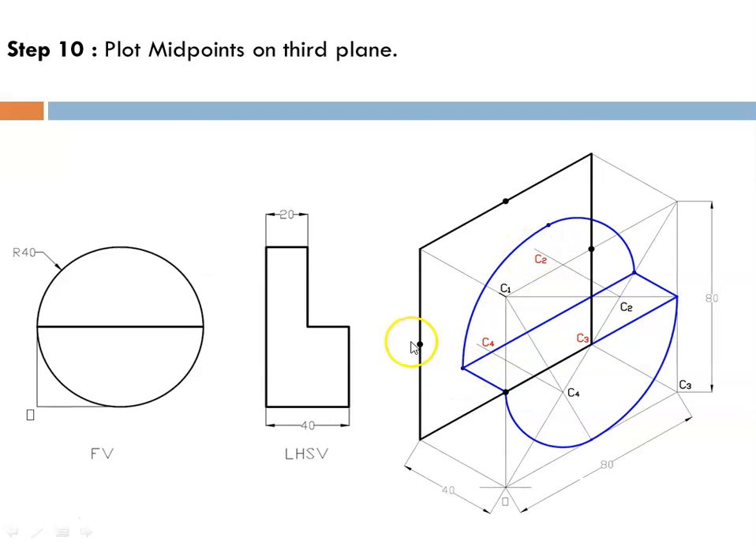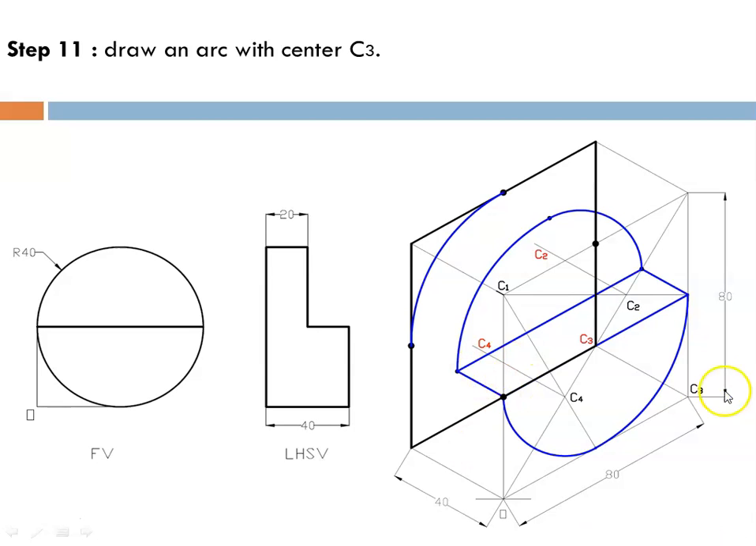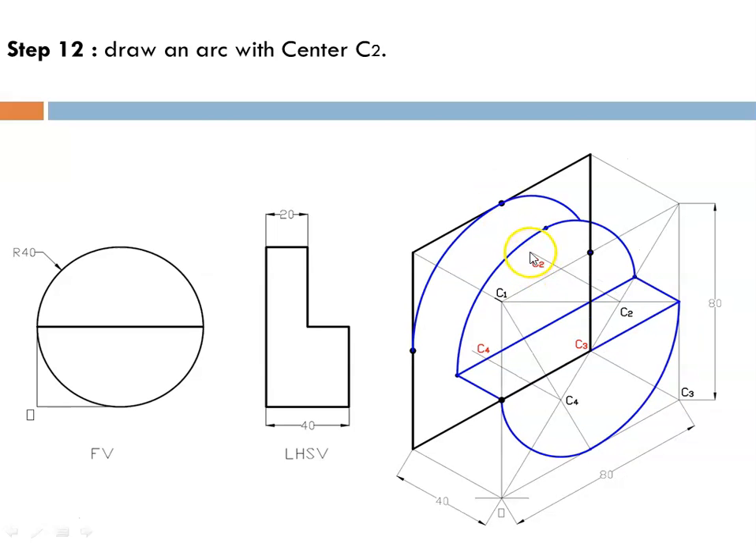Now show the midpoints of the third plane, and now the first center is C3 here. C3 as a center, and the distance from C3 to this midpoint, draw an arc till it reaches the next midpoint. I repeat, C3 as a center, distance from C3 to this midpoint, and draw an arc till it reaches the next midpoint. Now center as C2, distance up to this midpoint, draw an arc.